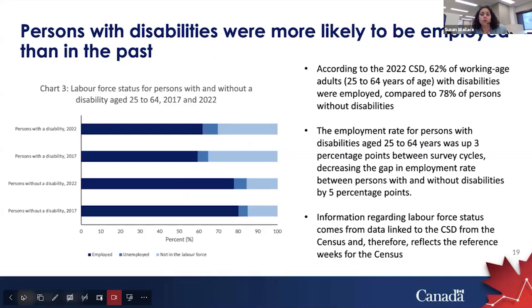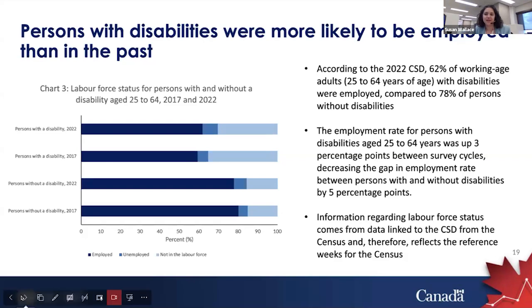Moving on to look at employment, the 2022 CSD found that persons with disabilities were more likely to be employed than in the past. Before delving too far into findings, I will note that information comparing persons with and without disabilities comes from information from the census, which means it reflects employment during the spring of 2021.